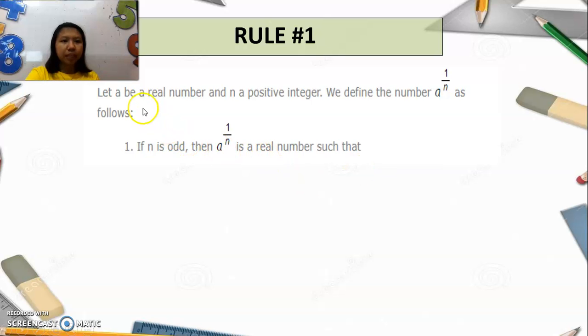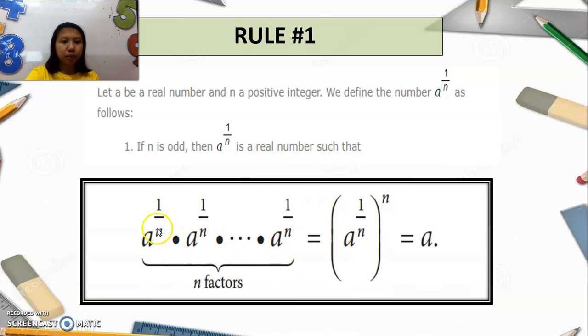For rule number 1, let a be a real number and n a positive integer. So we define the number a raised to 1 over n as follows. If n is odd, then a raised to 1 over n is a real number such that, for example, a raised to 1 over n times a raised to 1 over n, and so on and so forth. So we can write it as a raised to 1 over n, and then raised to n equals a. So again, if n is odd, then a raised to 1 over n is real, such that we can factor it like this.